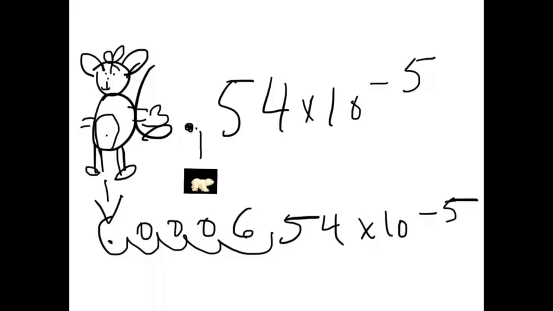So we have 6.54 times 10 to the negative 5th, and we're going to take the cub and move it 5 paces to the left. Left, the number gets smaller. Right, the number gets bigger. And the cub will get to its mother. Again, you have to be careful whether the exponent over the 10 is negative or positive.